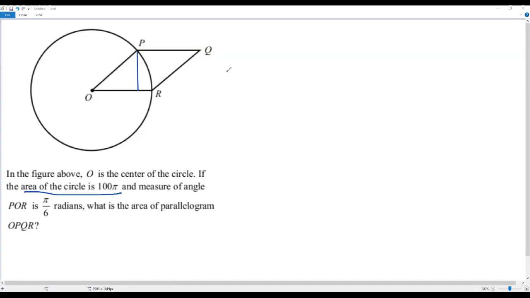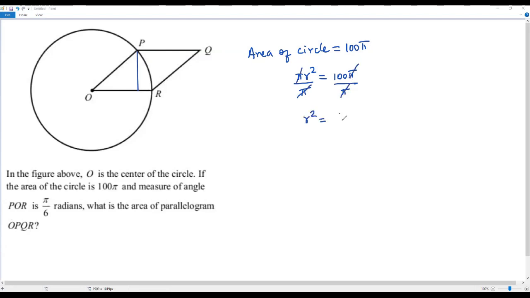Now let's find the radius of the circle. Let me take the given area, that is area of a circle equals 100 pi. We know that the formula to find area of a circle is pi r squared equals 100 pi. This r represents the radius of the circle. Now let's solve for r in this equation. Let me divide both sides of this equation by pi. Then pi will cancel out. I am getting r squared is equal to 100.